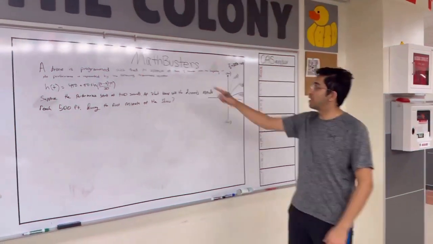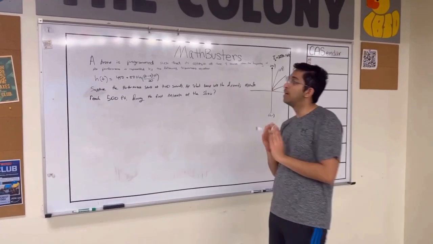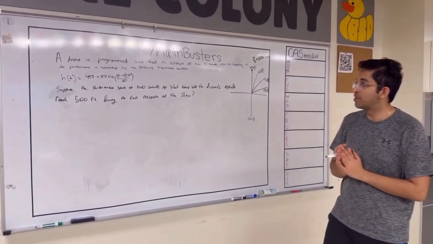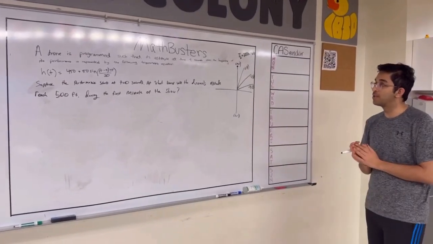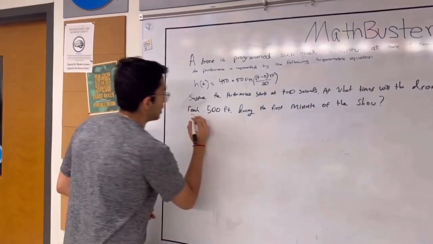A drone is programmed such that altitude at time t seconds after the beginning of its performance is represented by the following trigonometric equation. H of t equals 450 plus 50 sine of t minus 5 times pi over 20. Suppose the performance starts at t equals 0 seconds. At what times will the drone's altitude reach 500 feet during the first minute of the show? First step. We want to know at what times it is 500 feet. Set h of t equal to 500.